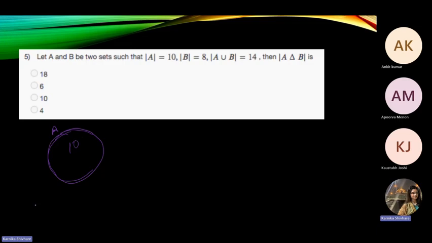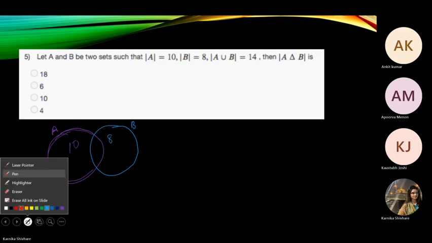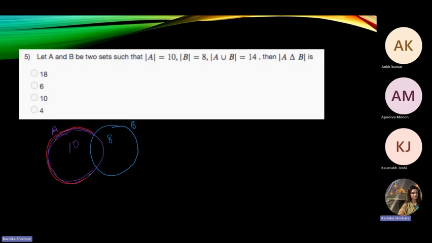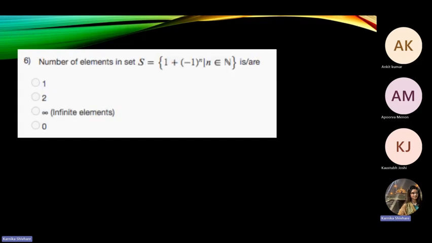This is 10 and this is 8. So the number of elements in this blue circle is 8 and the number of elements in this violet circle is 10. And the number of elements in total, meaning in this much, is 14. It means this is total 14, right? But there are 10 elements here, 8 elements here. What does that mean? 4 elements are coming twice.